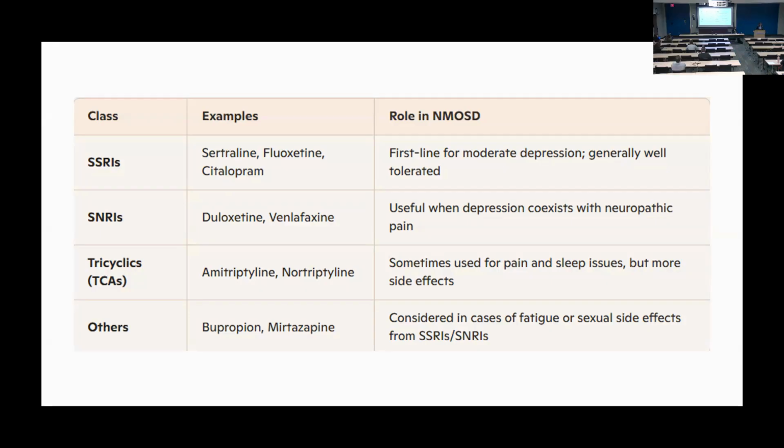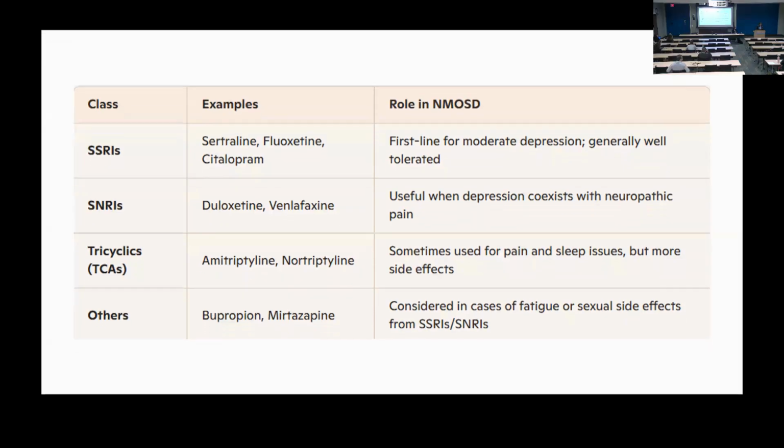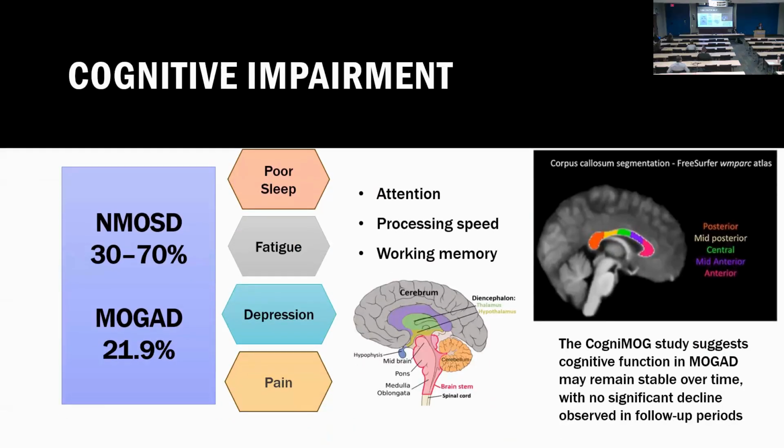I think other medications are also excellent. If it's neuropathic pain and depression, you could try a little bit of Cymbalta, duloxetine, or venlafaxine, which is an SNRI. When you have sleep issues and a bit of depression, then, as I mentioned to you, tricyclic antidepressants, amitriptyline, nortriptyline would be good. If you have fatigue or sexual side effects, then the safest options for you would be mirtazapine and bupropion.